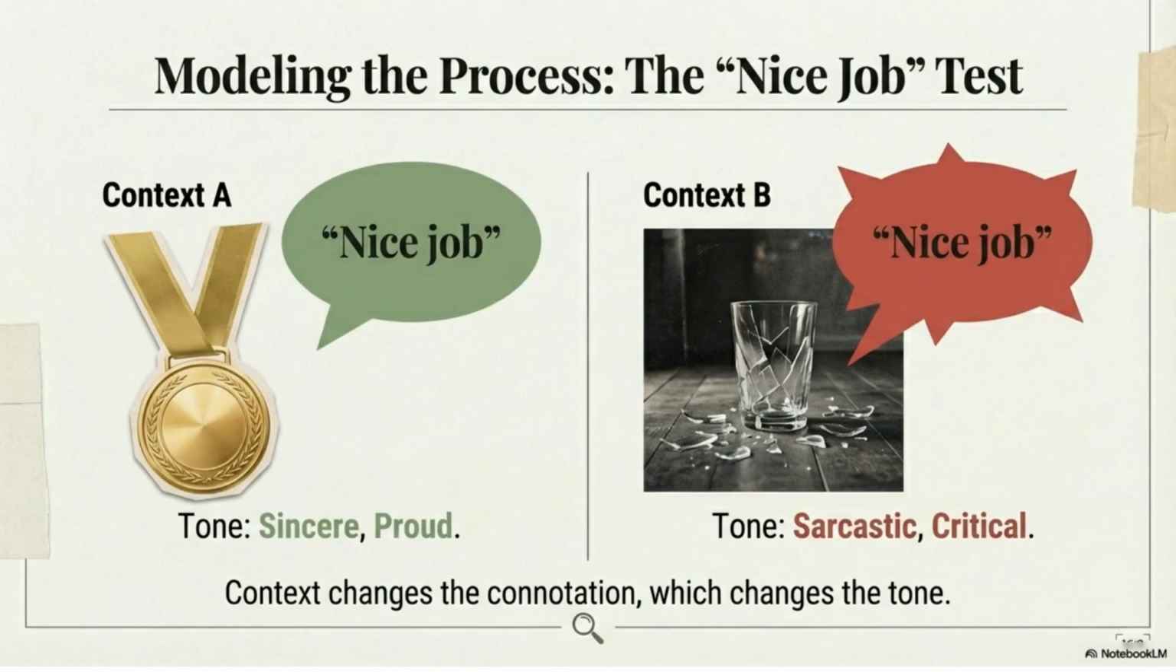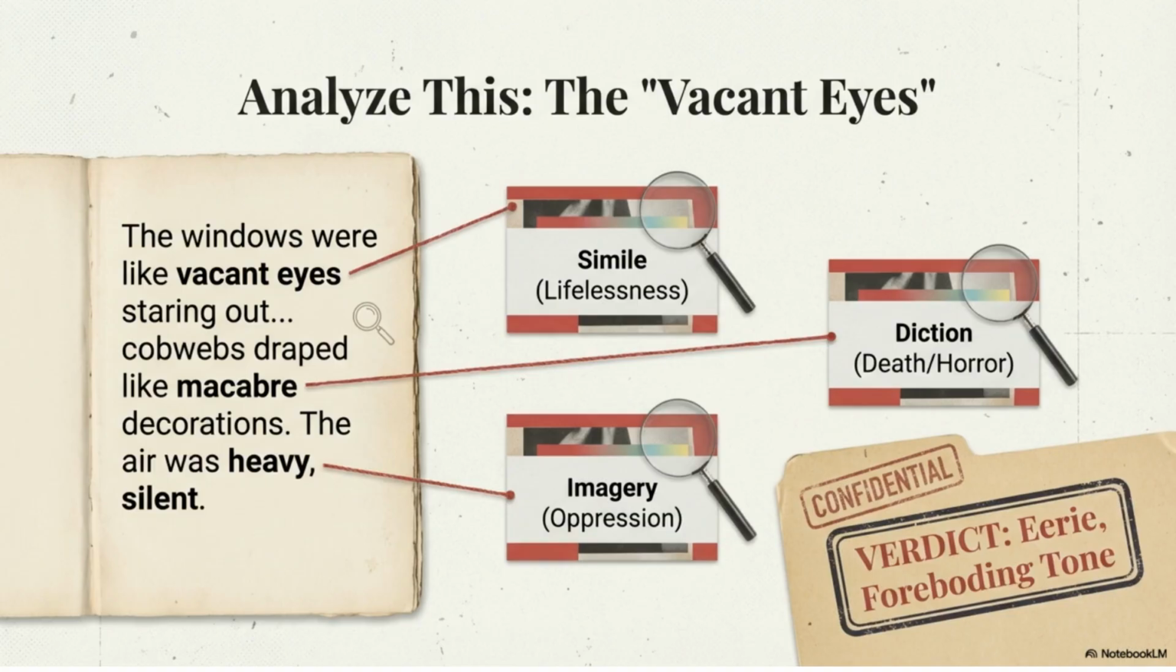The same word can feel positive, negative, or neutral, depending on the situation in which it is used. Readers must look at what is happening, who is speaking, and why the word is being used to understand how the author feels. Specific details work together to create tone, using the phrase "vacant eyes" as the anchor example.